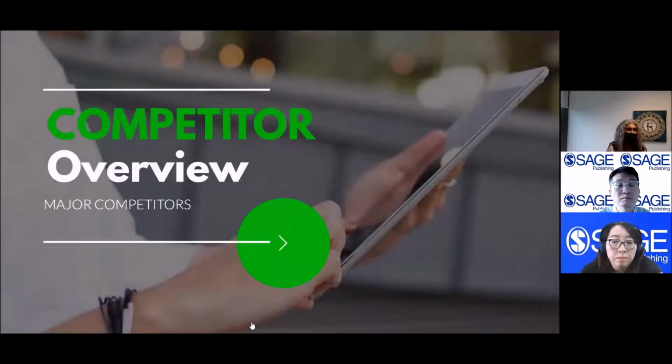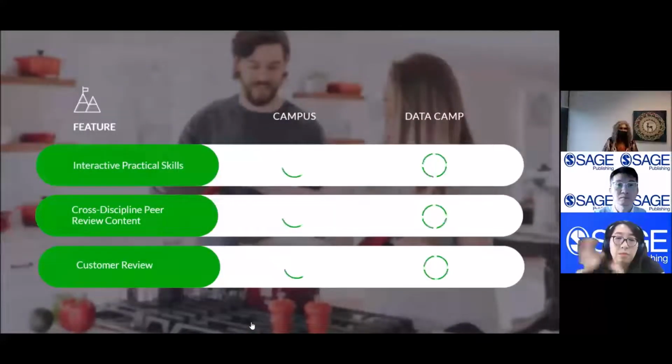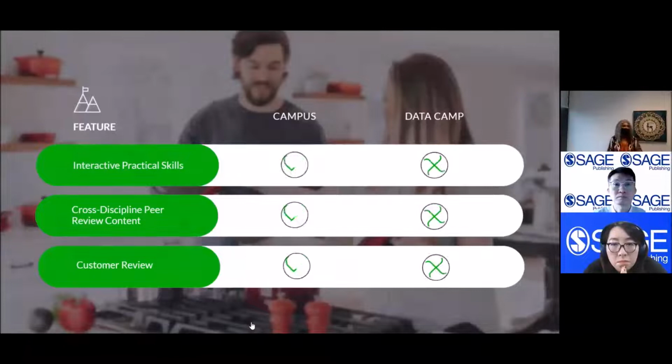So here again, we had the beta customers, 3 universities from the UK, and they gave us the 3 main competitors that they see to SAGE Campus. The first one is DataCamp. So here are the features that they compared with SAGE Campus and DataCamp.